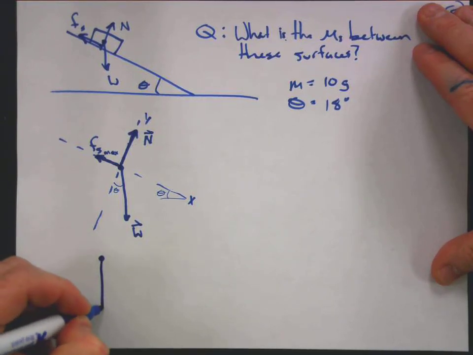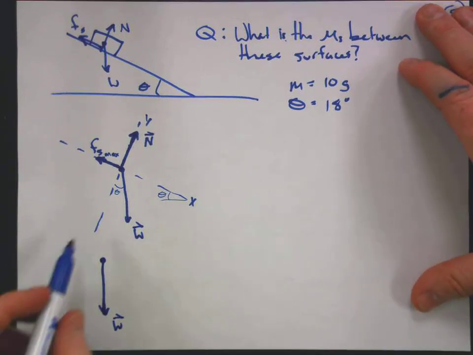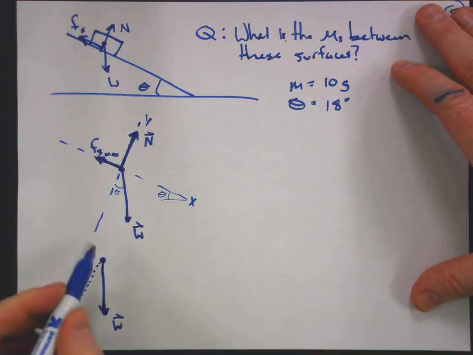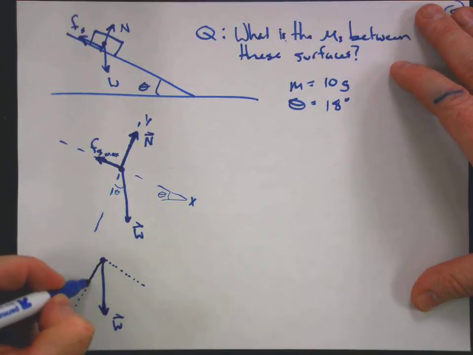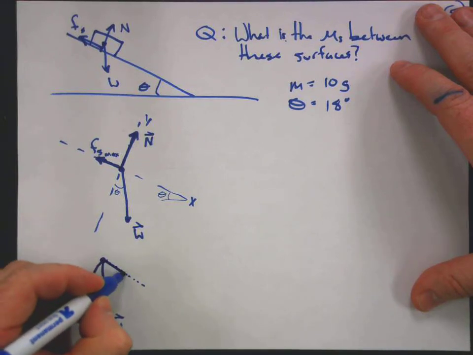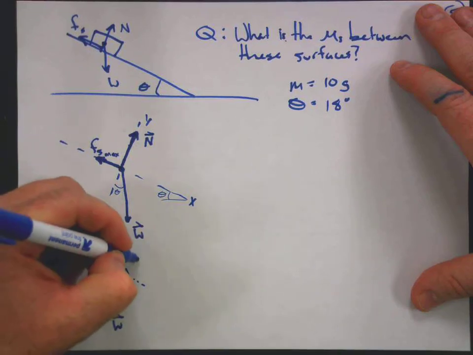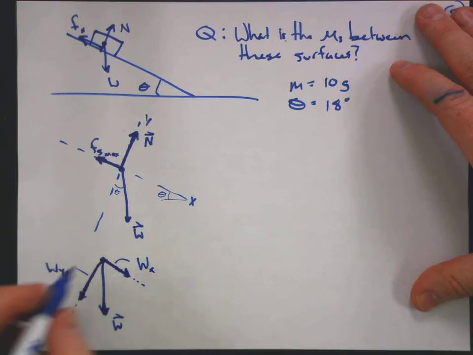Here's my weight. Duplicate that arrow best I can. And so this has a component in the y direction and a component in the x direction, right? Component in the y direction is about that long. Component in the x direction is about that long, maybe. So this is weight in the x direction. This is weight in the y direction. And there's my angle theta.